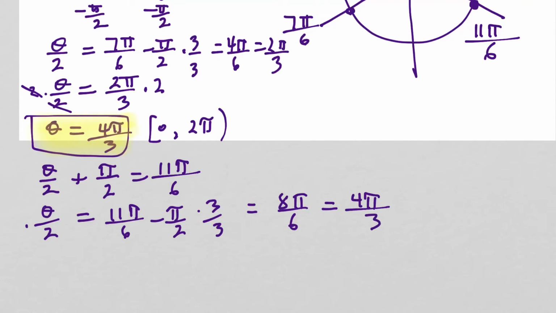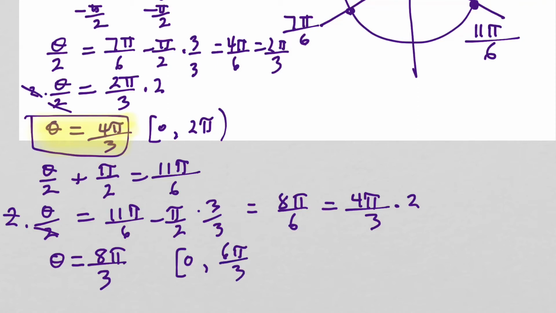So now I have to multiply both sides by 2. So that's theta is equal to 8 pi over 3. All right, so now let's check to see if that's less than 2 pi. So it would have to be between 0 and 2 pi. 2 pi in terms of thirds is 6 pi over 3. Okay, so that's outside of where I want to be. So this is going to be a no right here. It's too big. It's outside of the given range of answers, 0 to 2 pi.